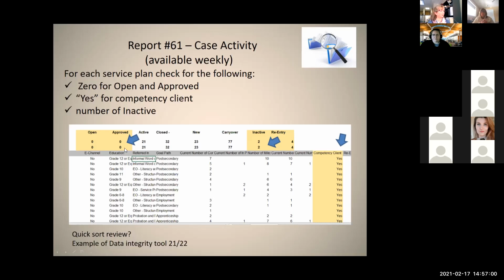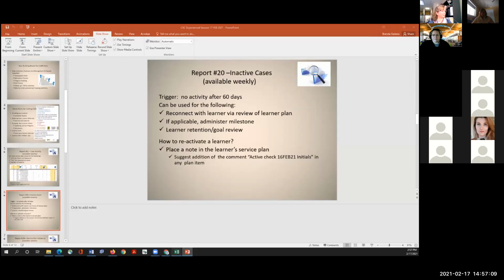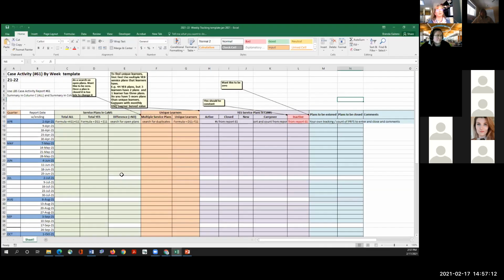Okay, so I don't have a lot. I was going to show, let me just see if I can do this at a decent size. When we were looking at report 61 on a regular basis, we had a data integrity tool that gave us a picture. Instead of all of those columns, we created a tracking tool that we would add to every week. I can share this with Barb. I don't know how big it is for you. Can you guys see the spreadsheet?